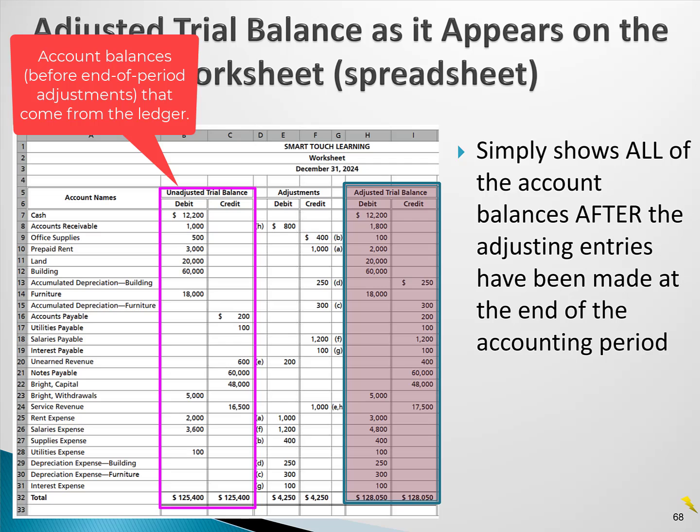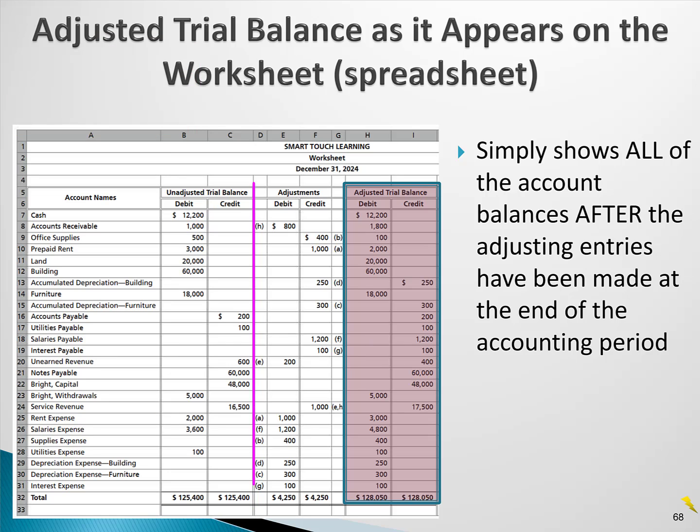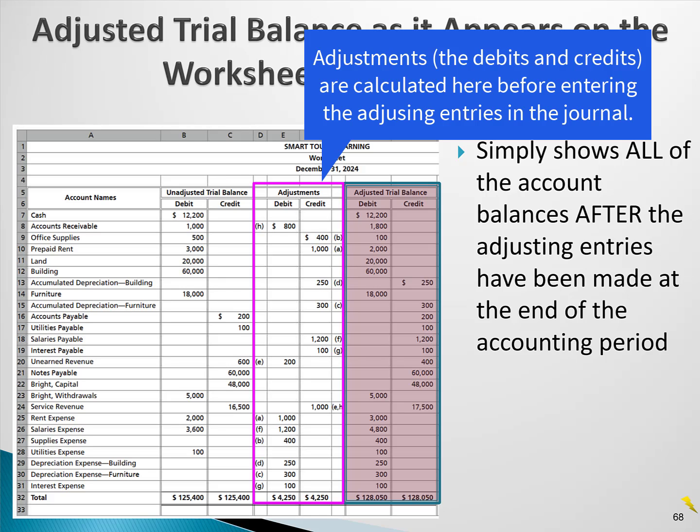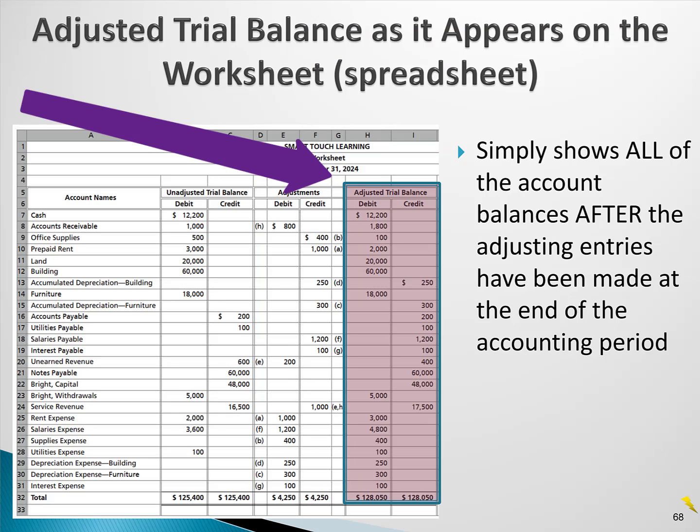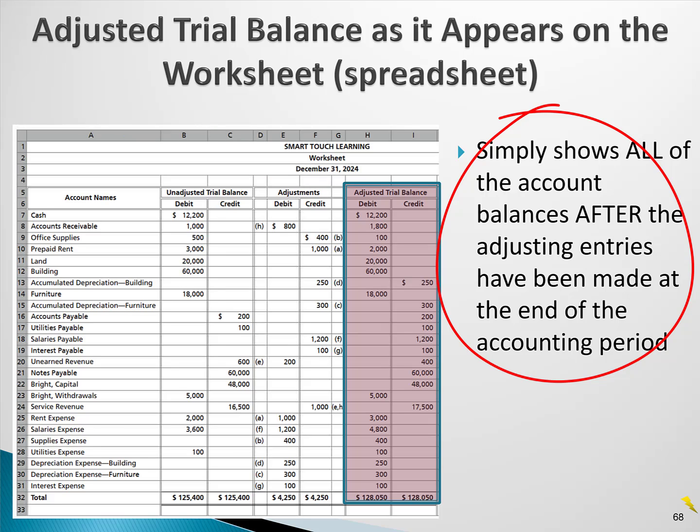Those are the balances of the accounts before the adjustments. And because a company usually has many adjustments like this company, instead of just entering them into the journal directly, the accountant will almost always enter and calculate the adjustments here on these two adjustment columns, which we will get practice doing. And then after they've entered all the adjustments, the adjusted trial balance is the balances of the accounts after the adjustments. So the adjusted trial balance simply shows all of the account balances after the adjusting entries have been made at the end of the accounting period.